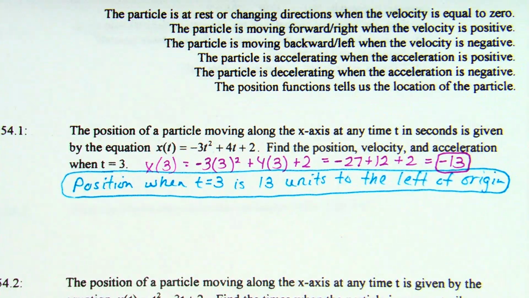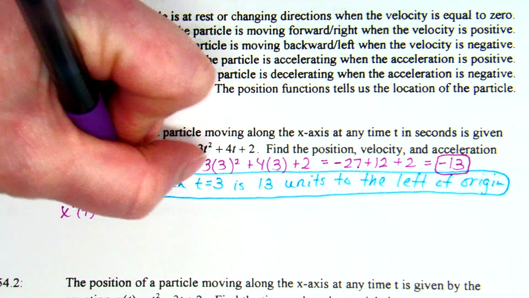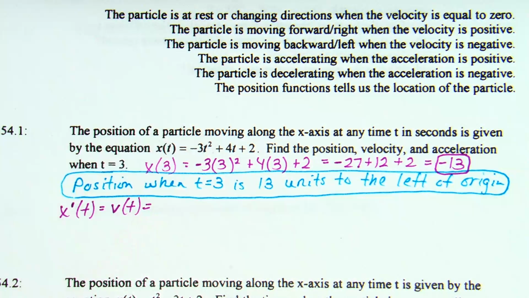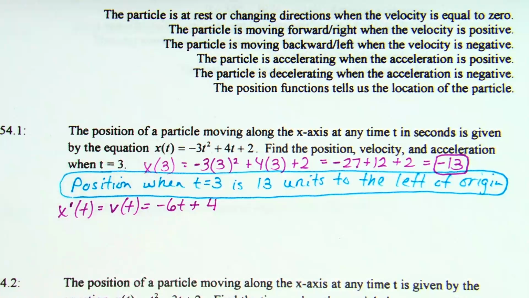To find velocity, remember, velocity is the derivative of the position function. So we're going to find x prime of t, and that is going to be v of t, so velocity. Okay guys, basic derivative work here. What's the derivative of negative 3t squared? Derivative of 4t? Derivative of 2? Okay, so the derivative is negative 6t plus 4.